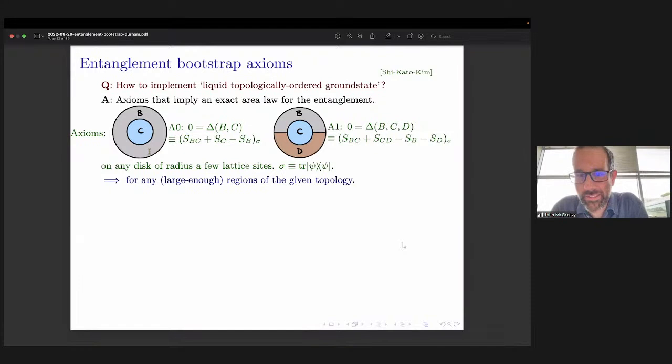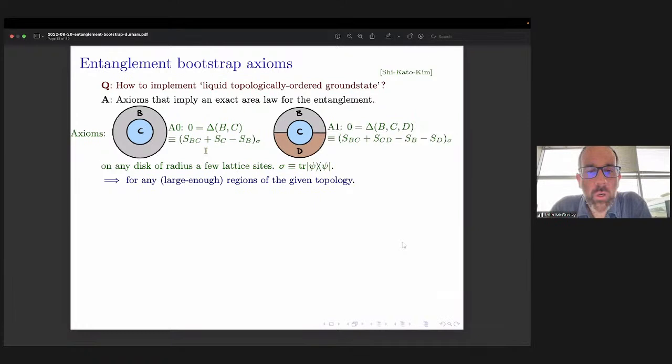And so the assumption is that given a ball like this, if I partition it into an interior and its boundary, then I'm going to assume that this combination, which for those of you who know, is the combination that appears in the Araki-Lieb inequality, vanishes. So the Araki-Lieb inequality is saturated. And secondly, for this combination, which appears in one version of strong subadditivity, I'm going to assume that version of strong subadditivity is saturated. So I want to assume this for any disk of a few lattice sites in this reference state. It's an assumption about the input state.